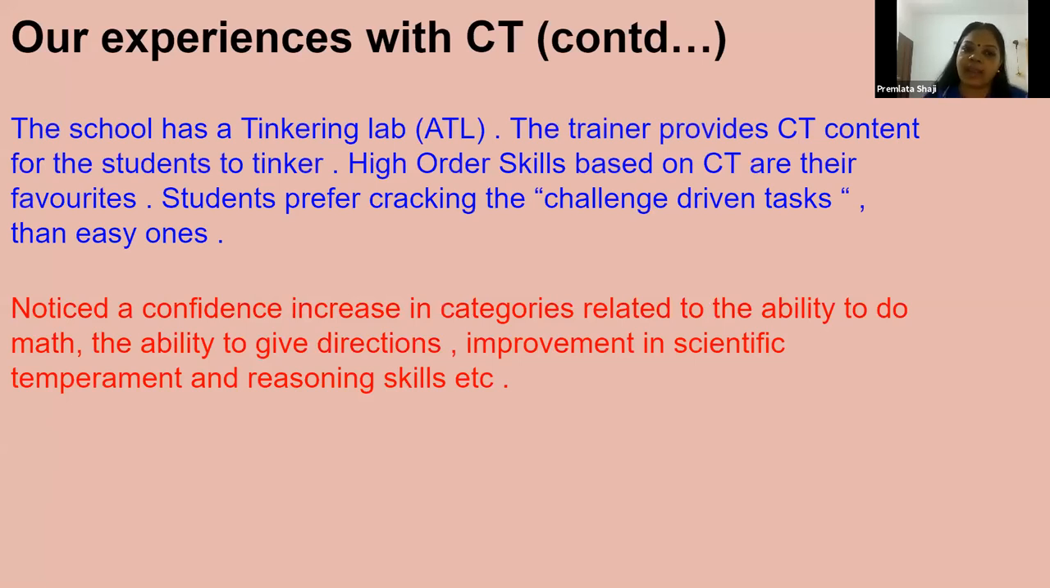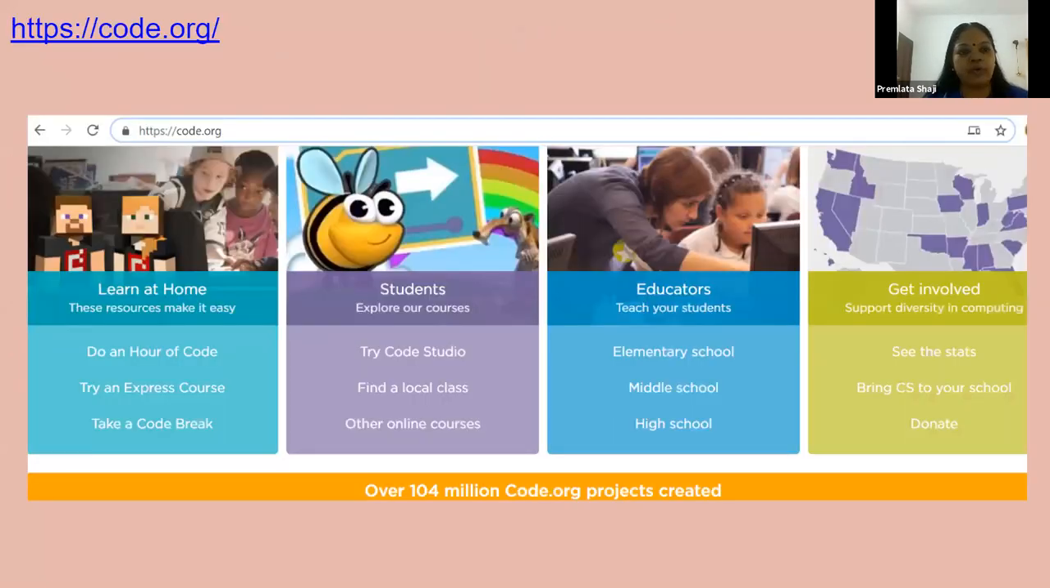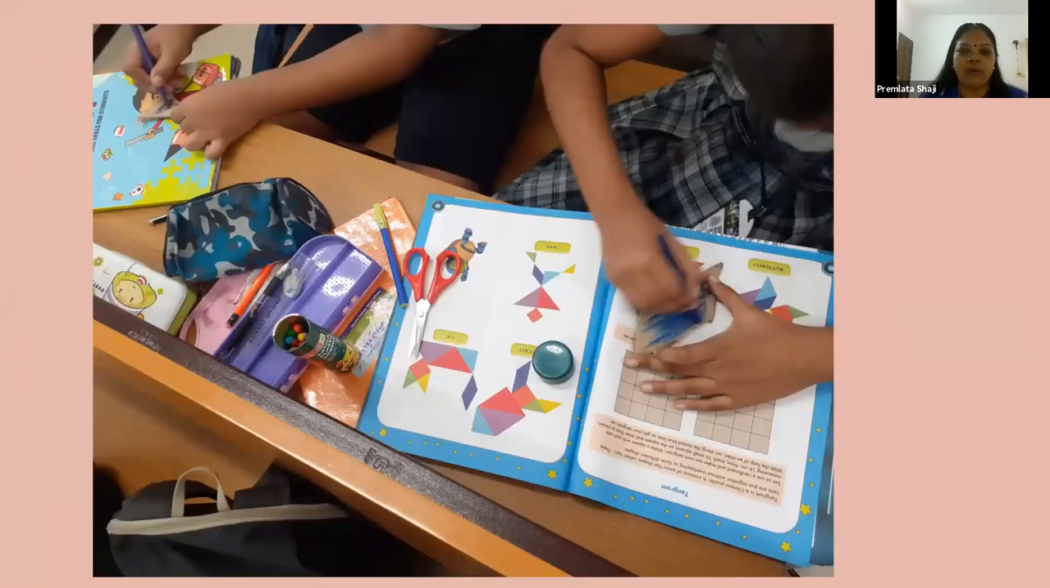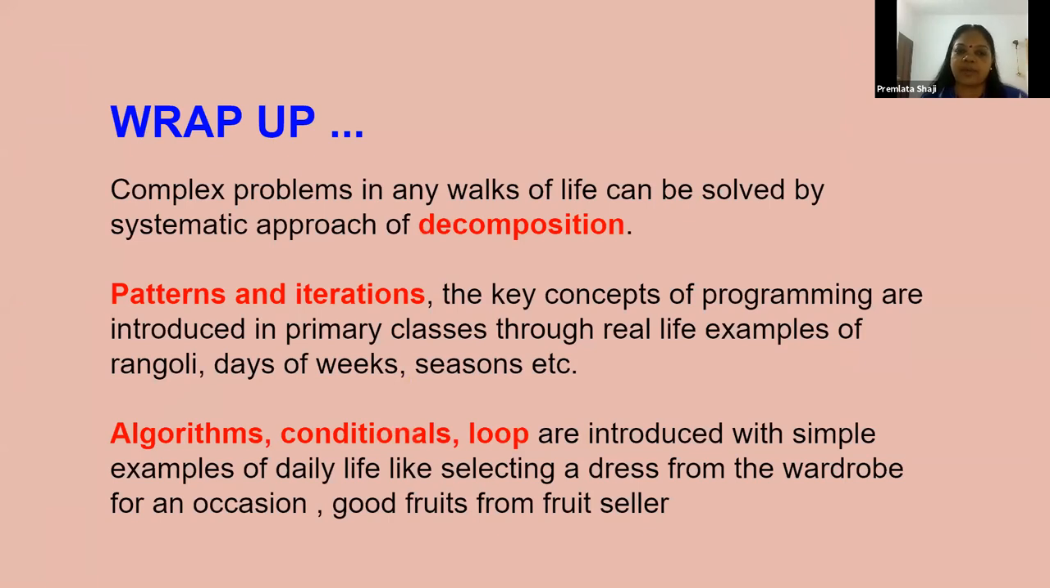Our school has an ATL lab, and a lot of students do enjoy working on this computational thinking aspect. So these are some good web links for those who are interested, along with a few pictures of what happened in our classrooms live, just wrapping up what computational thinking is about. Decomposition, patterns, iterations, algorithms all come in a composed manner. They come in a sequential order, and it happens in a natural order too.